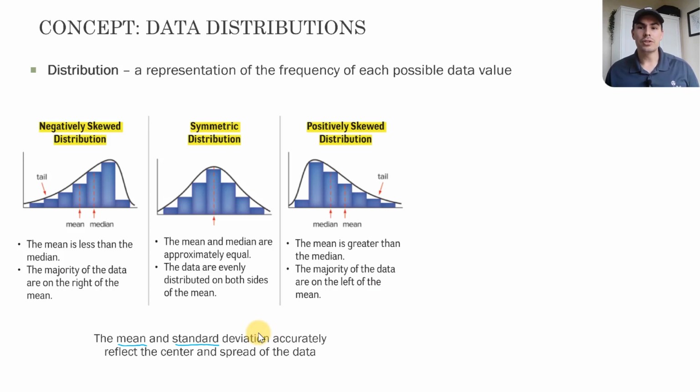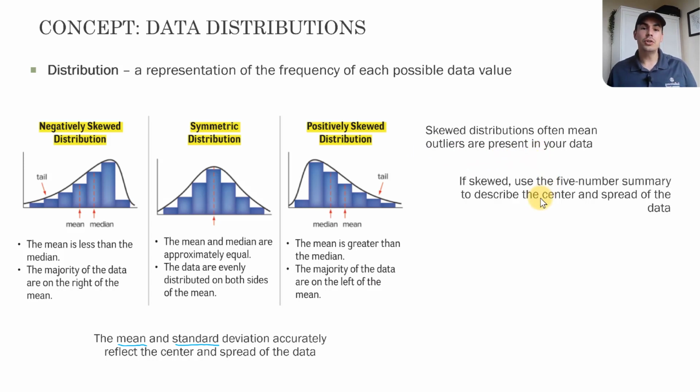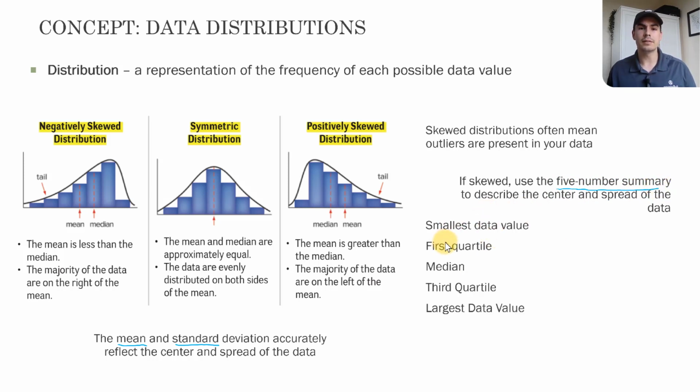Now, if you have skewed data, that often means that we have outliers present in our data. Now, if it is skewed, we can't use mean and standard deviation to accurately reflect our center and spread. Instead, we want to use the 5-number summary. It's just our smallest data value, first and third quartiles, our median, and our largest data value. So these 5 points here make up the 5-number summary if you are going to reflect or describe the center and spread of skewed distributions.